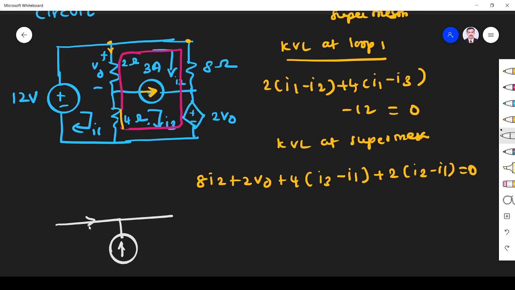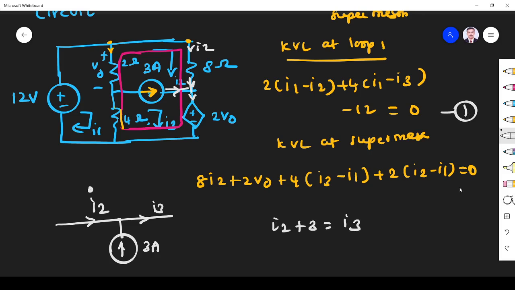Here I2 is coming, here I3 is going. This is 3 ampere. So I have drawn this branch. Okay. So 3 ampere, this current is I2, we know. This current is I3. So what happens? Incoming current I2 plus 3 is equal to I3. So this is equation number 1, this is equation number 2, this is equation number 3, and we have V0.